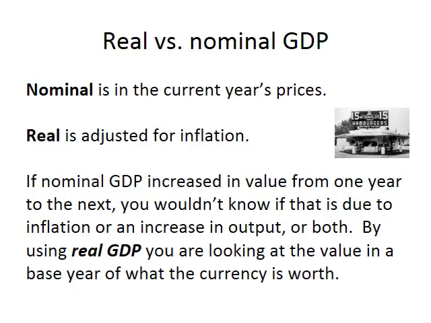So this leads us to real versus nominal GDP. Nominal is in current year prices, and real is adjusted for inflation. We'll make this clearer in a minute. If nominal GDP increased in value from one year to the next, you wouldn't know if that's due to inflation or an increase in output or both. By using real GDP, where you hold the prices constant and don't let them change from year to year, using whatever base year you've chosen and the same prices from that base year to calculate the goods and services, then you can see if the output has increased or decreased.